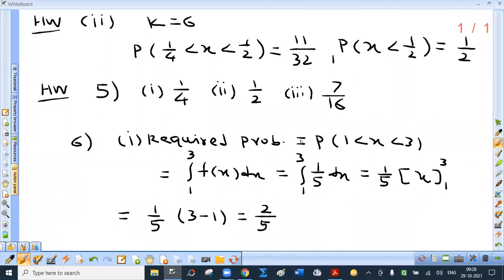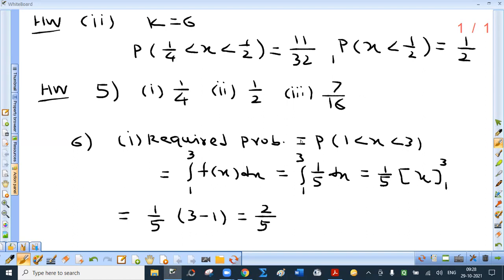Suppose that x is the waiting time in minutes for a bus and its PDF is given by f of x equal to 1 by 5 for 0 less than or equal to x less than or equal to 5, and f of x equal to 0 otherwise. Find the probability that, first part, the waiting time is between 1 and 3 minutes, of course. Second, the waiting time is more than 4 minutes.